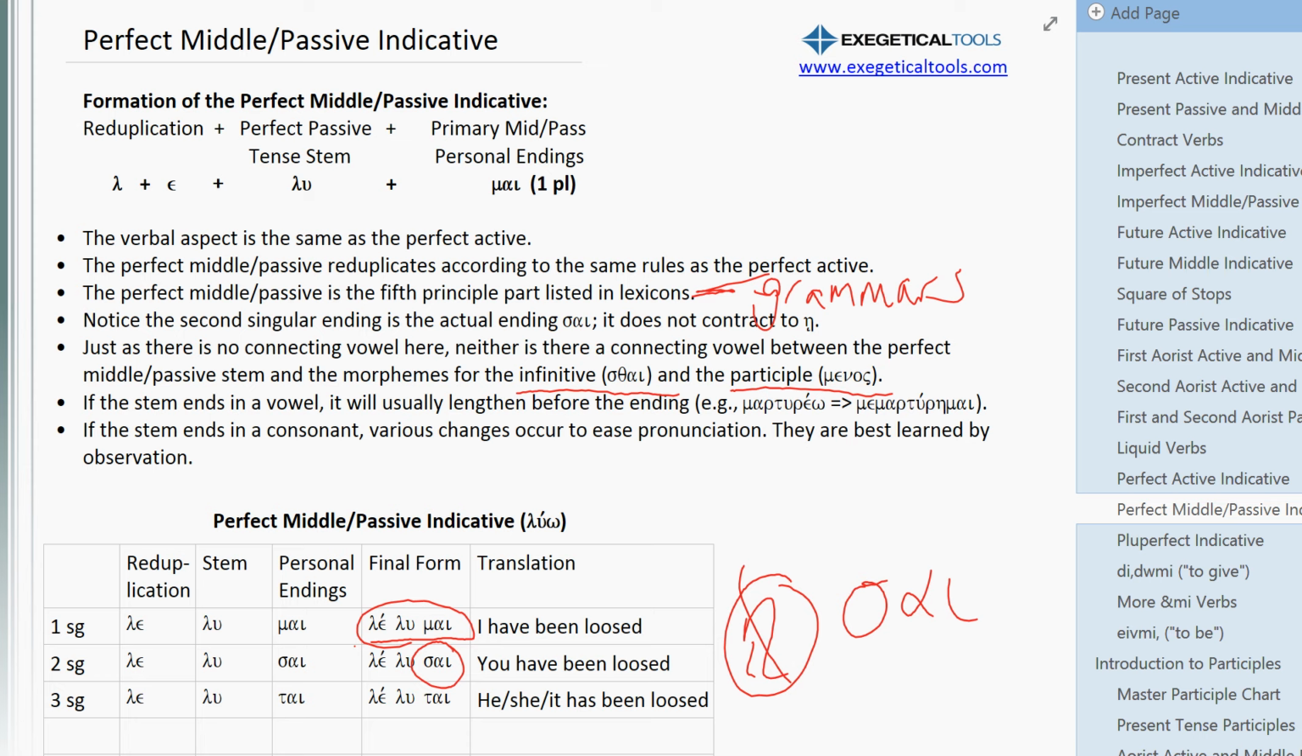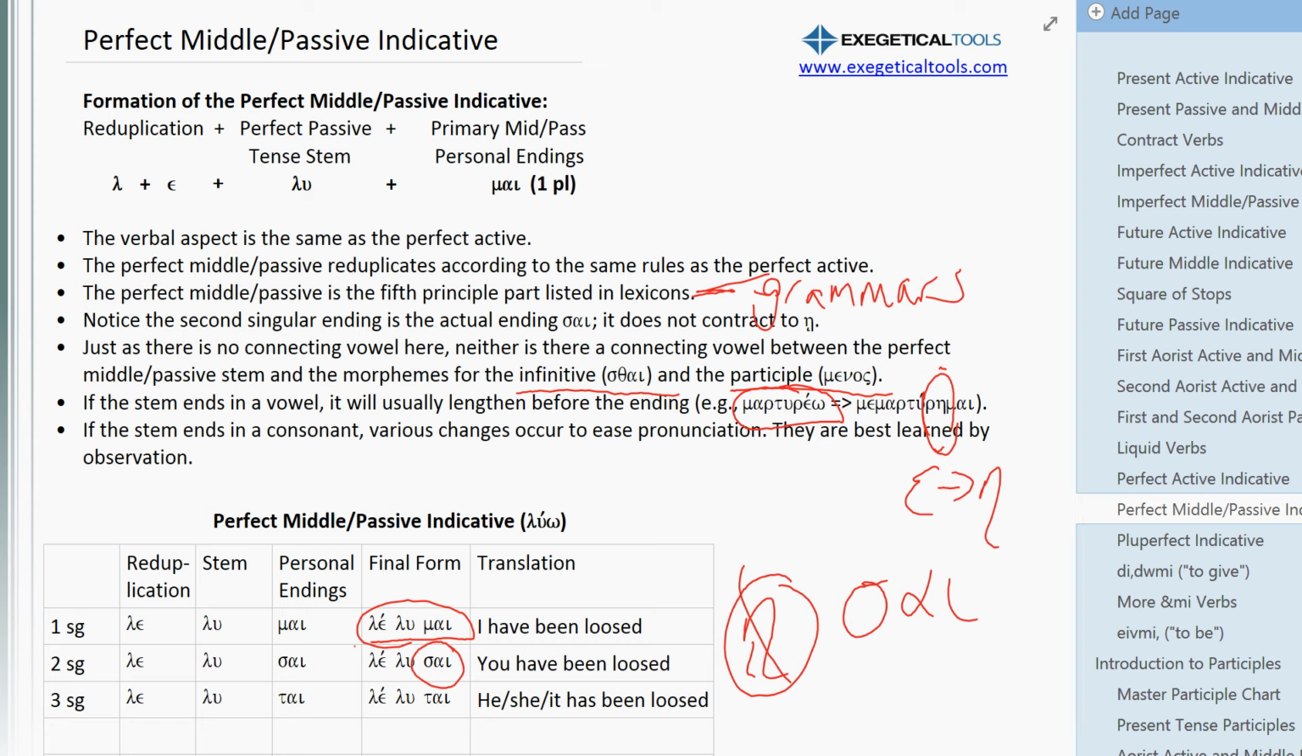And then if the stem ends in a vowel, it's usually going to lengthen before the ending. So these are contract vowels, something like martureo. See how martureo ends in epsilon, the stem does. And that stem, you can see right here, memarturemai, the epsilon has lengthened to an eta. So that happens before the ending. That's a pretty common thing to happen with contract vowels.